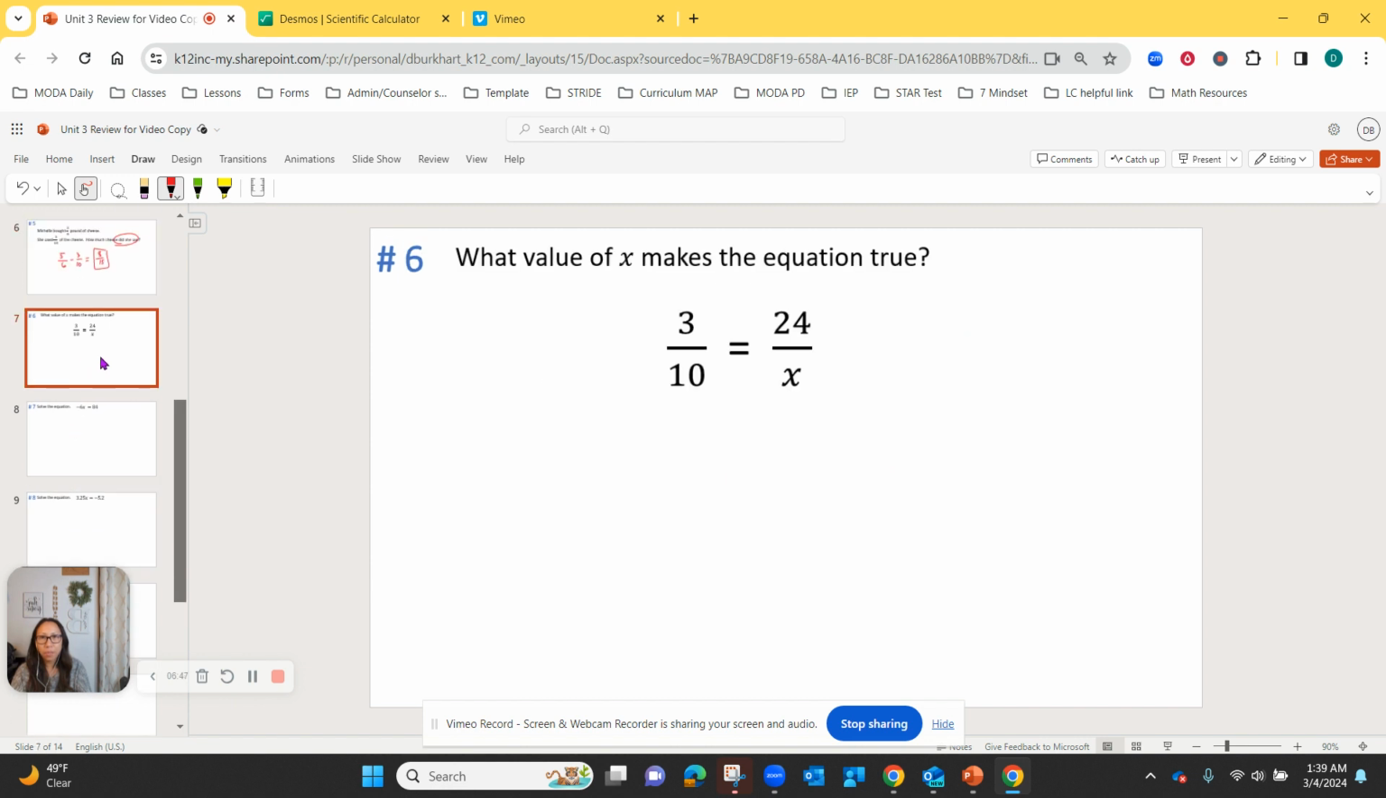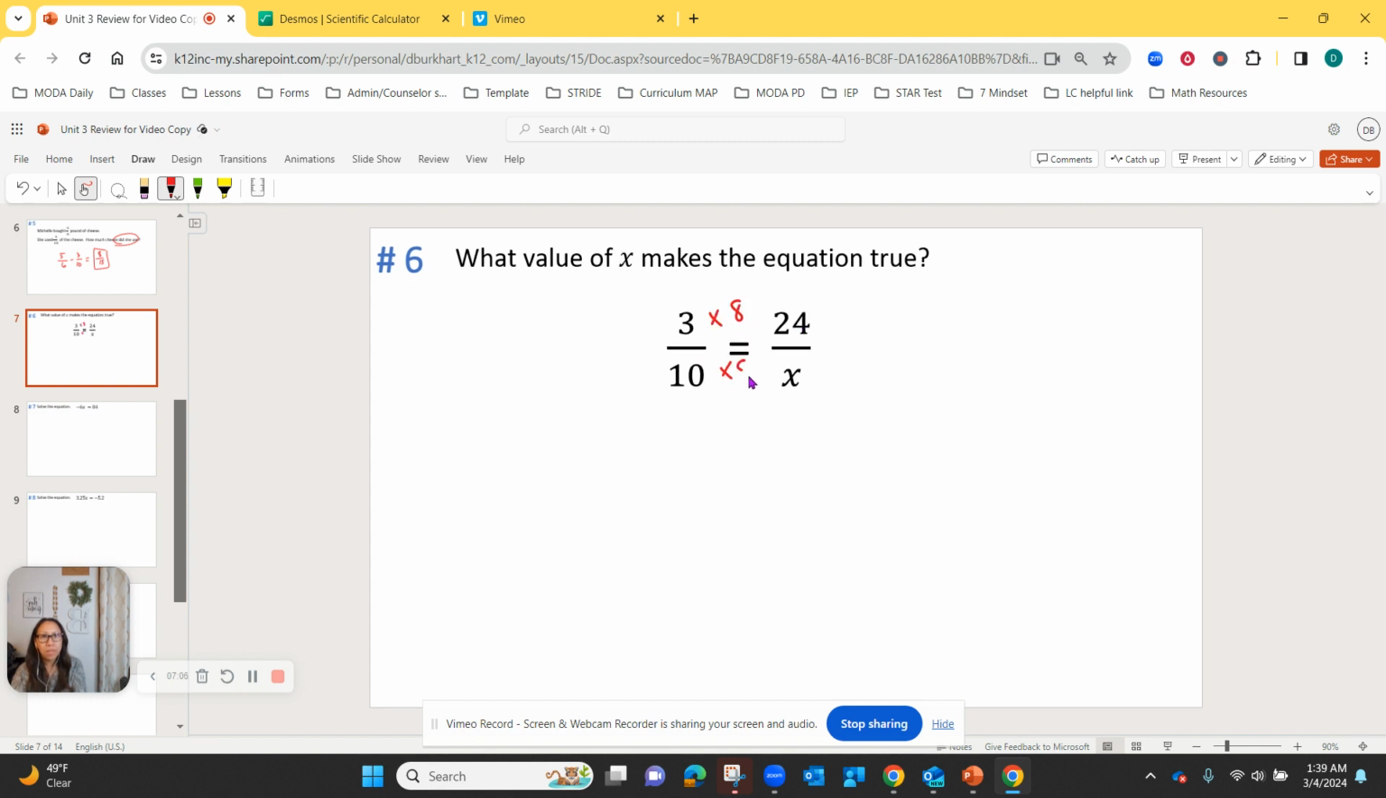Then for number 16, what would be the value of x that makes the equation true? What did we multiply by 3 to get 24? Well, we know that 3 times 8 will give you 24.